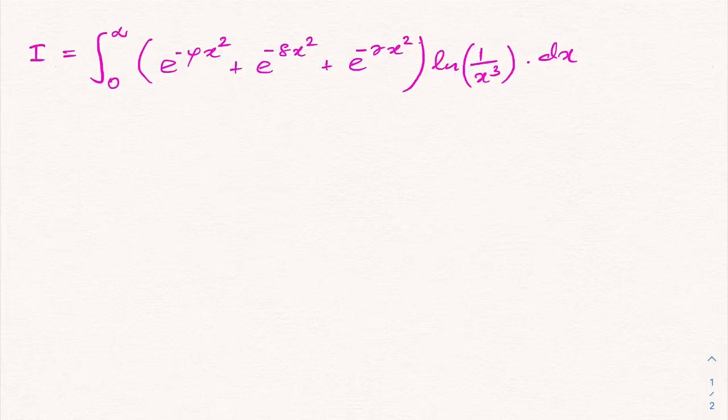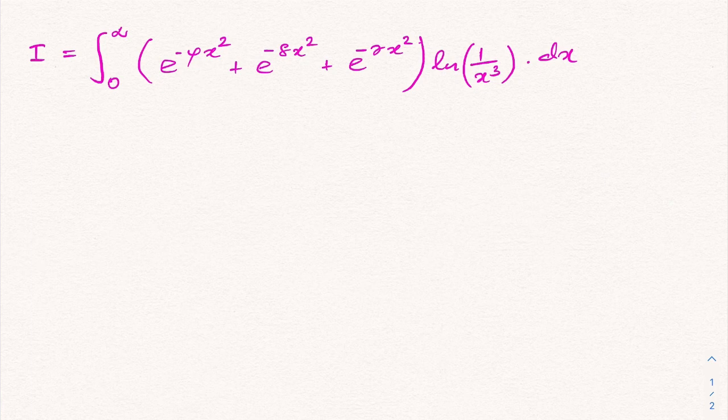In this video, we are going to solve this interesting integral. Integral from 0 to infinity of e to the minus phi times x square, where phi we know is the golden ratio, plus e to the minus delta times x square, where delta we know is the silver ratio, plus e to the minus gamma times x square, where gamma we know is Euler's Mascheroni constant.